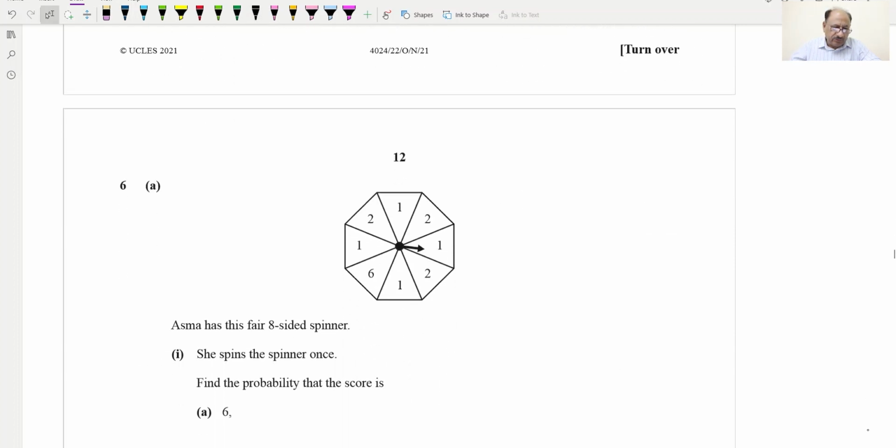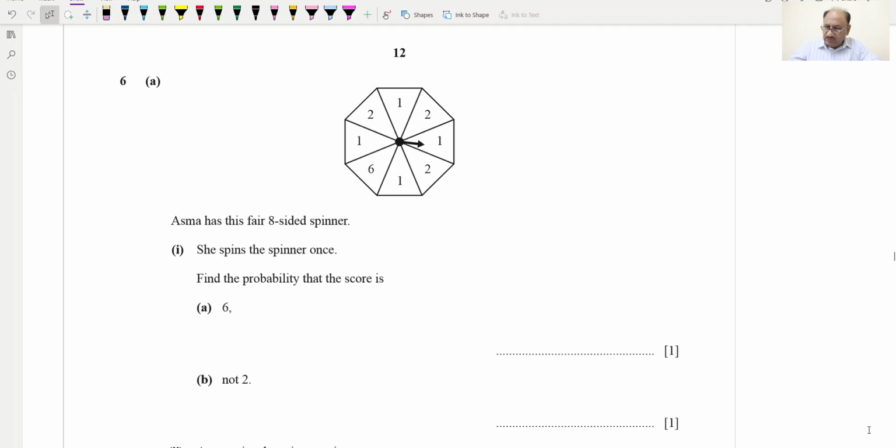Hopefully it's clear. Now question number 6. Question number 6 is probability, A part. Asma has this fair 8-sided spinner. She spins the spinner once. Find the probability that the score is 6, and you can see 6 is only once out of 8. So the probability for getting 6 is 1 out of 8. This will be for 1 mark.